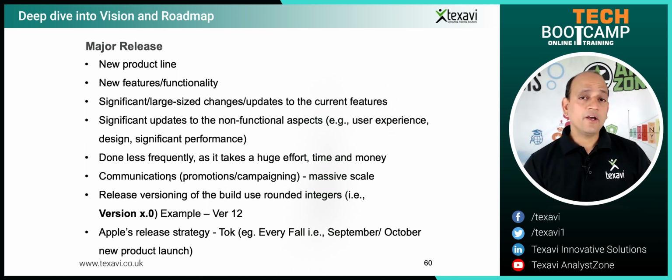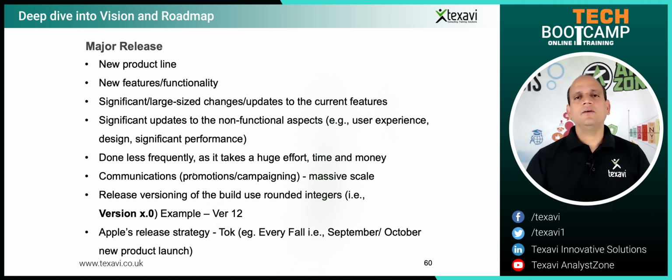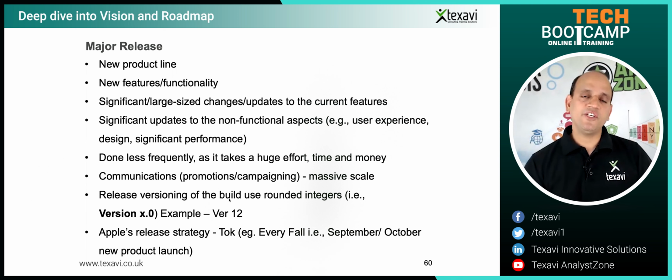Because it is huge, these releases are done less frequently, introduced into the market every year or every few months. It's not every week or every 2 months like the minor releases. It takes a huge effort, time, and money to work on this. Communication is on a massive scale, right? Hey, we are introducing iPhone 12 with Face ID. We're bringing this fantastic new technology. There's so much buzz in the market, with huge campaigning and promotions, letting people know about this fantastic new product, new version, new build, new technology, and new features.